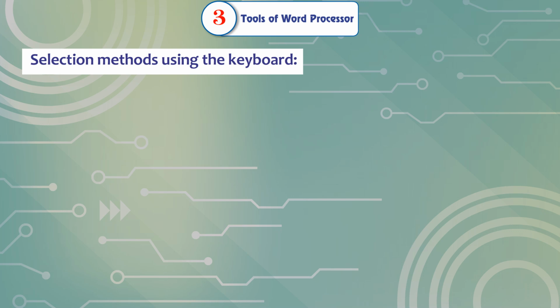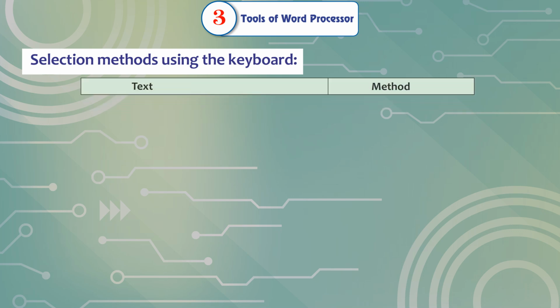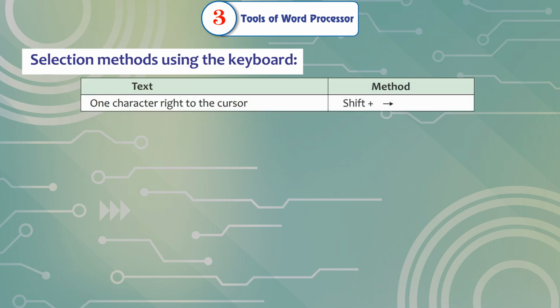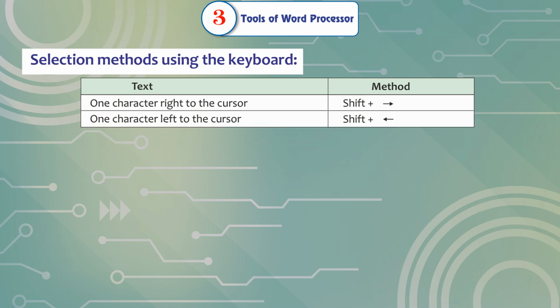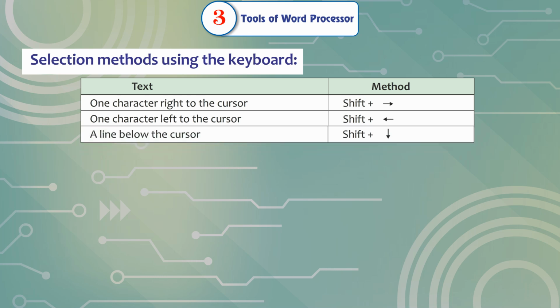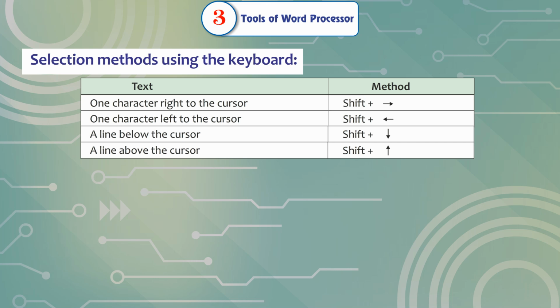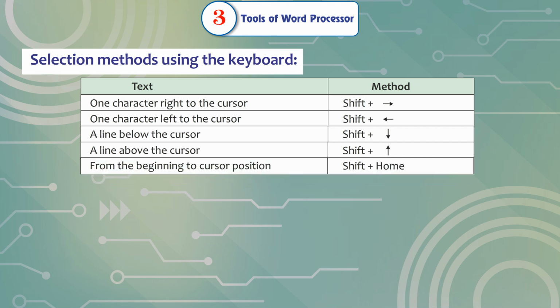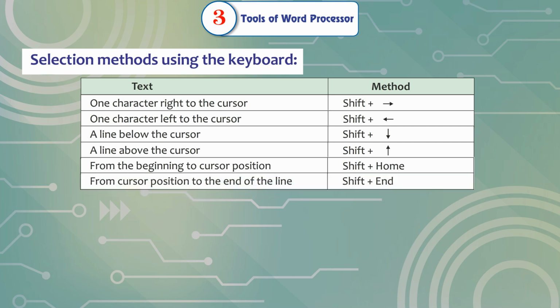Selection methods using the keyboard. Text method. One character right to the cursor: Shift plus right arrow key. One character left to the cursor: Shift plus left arrow key. A line below the cursor: Shift plus down arrow key. A line above the cursor: Shift plus up arrow key. From the beginning to cursor position: Shift plus Home. From cursor position to the end of the line: Shift plus End.